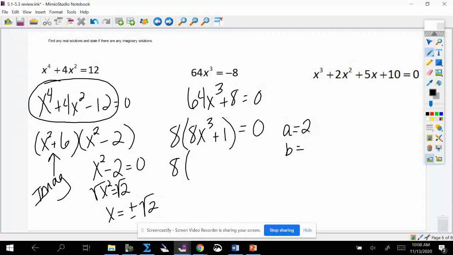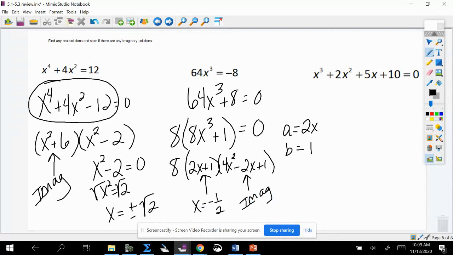So a is going to be 2x because that's what was cubed to get 8x cubed, and b is going to be 1. So my formula is a plus b, so 2x plus 1, a squared, which is 4x squared, minus a times b, which is minus 2x, plus 1. As far as solutions, I'm pretty sure on Delta Math, it only wants you to factor, so you would leave your answer like this. For solutions, the only solution you're going to get is from this first parentheses. You're going to get -1/2 because this is going to be imaginary. And this doesn't have an x, so there's no solutions there.